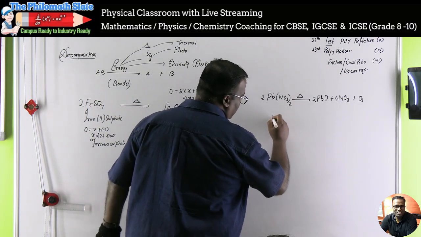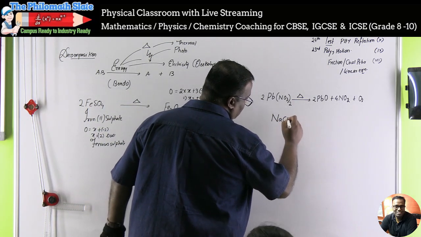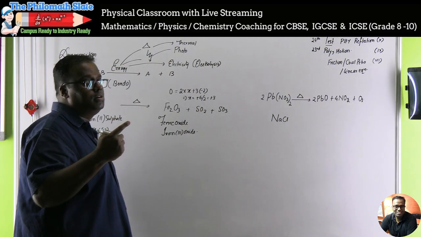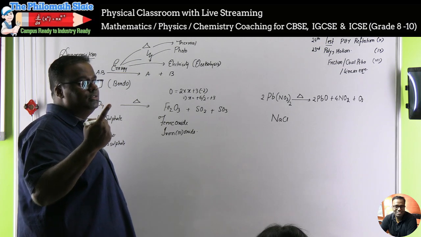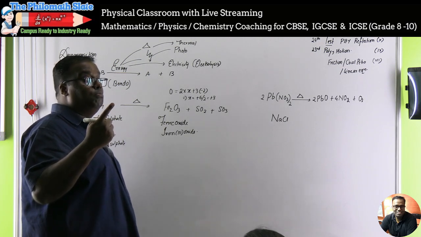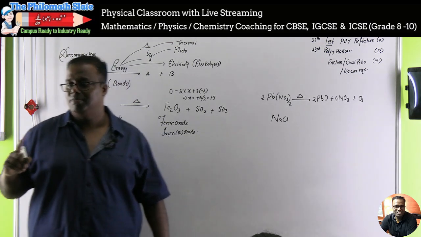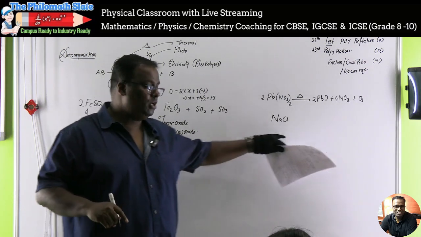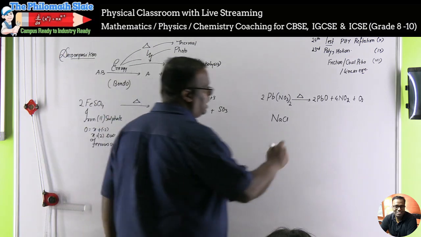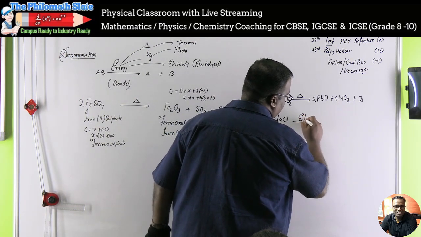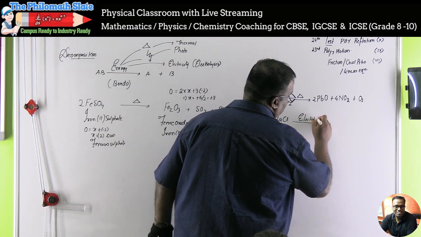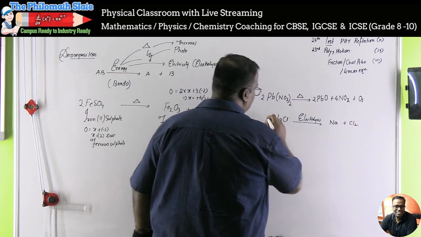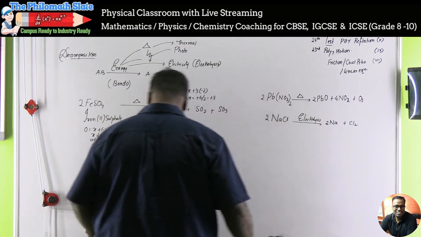Then sodium chloride. The other one that we did in chloralkali process was molten. Brine is what, you tell me? NaCl plus water. Here we are only doing NaCl. So this is NaCl's electrolysis. This is not brine, huh? This will split into sodium and chlorine. 2 NaCl splits into 2 Na plus Cl2.